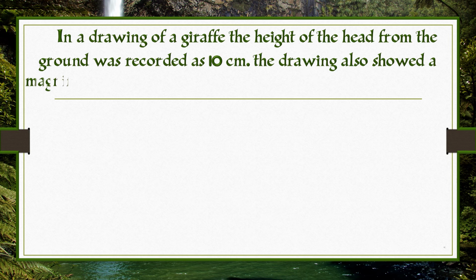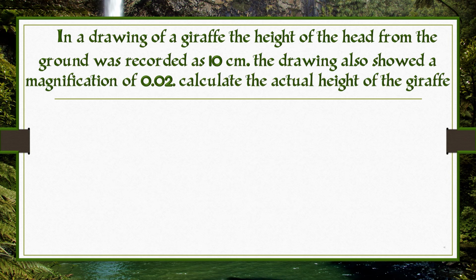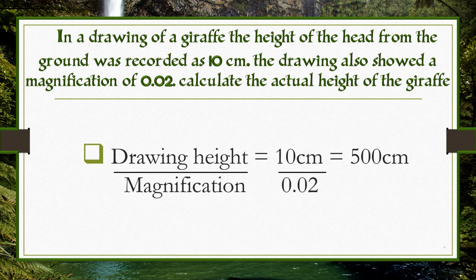In a drawing of a giraffe, the height of the head from the ground was recorded as 10 centimeters. The drawing also showed a magnification of 0.02. Calculate the actual height of the giraffe. The drawing height divided by the magnification, which is 10 centimeters divided by 0.02, gives us 500 centimeters.